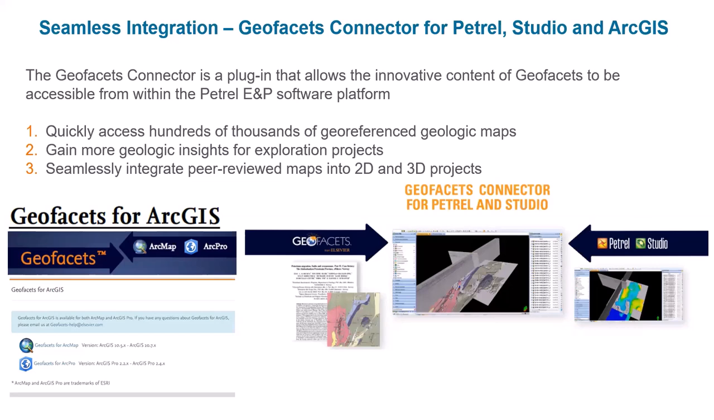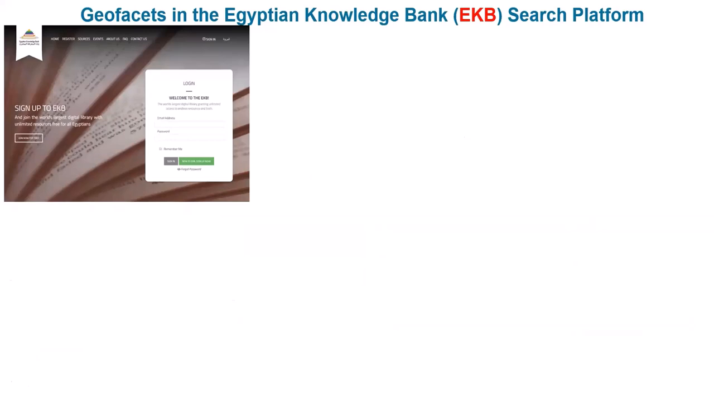Fortunate for Egyptian citizens, the EKB, Egyptian Knowledge Bank, already has a license or agreement with many publishers, including Elsevier. So anyone who has an Egyptian ID or lives in Egypt can access all of these databases for free. Anyone outside Egypt can check with their institute or university. If they have a license, then they can of course have access to Elsevier publications, including GeoFacets.